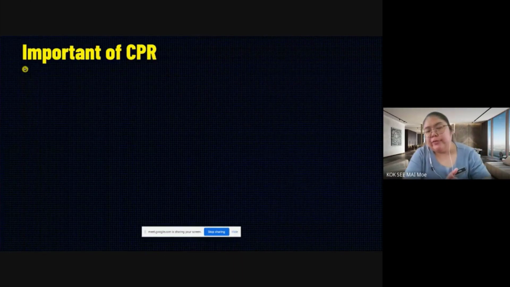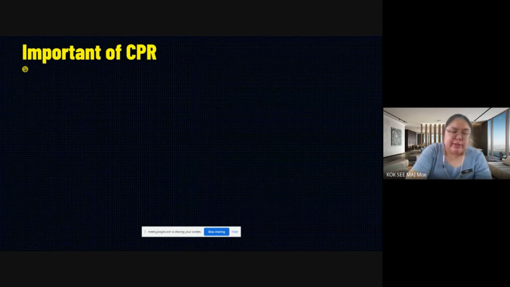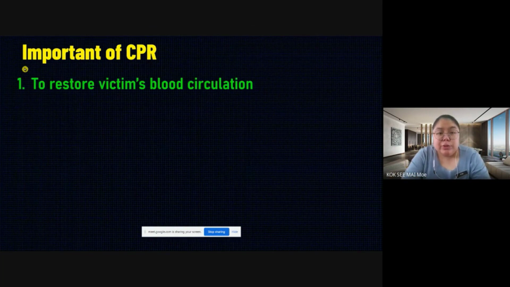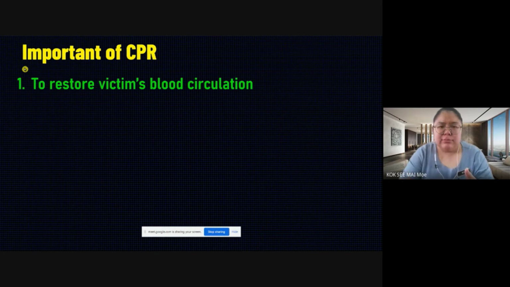The importance of CPR. Why do we need to do so many things like this? Okay, so you can see the first important thing: you want to restore the victim's blood circulation. So that means when you do the heartbeat, the chest, you press it, then you give the breathing. That means you can help the blood carry oxygen. After that, it can move again into the body.